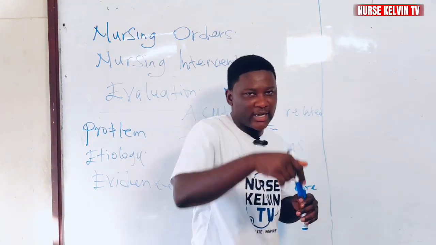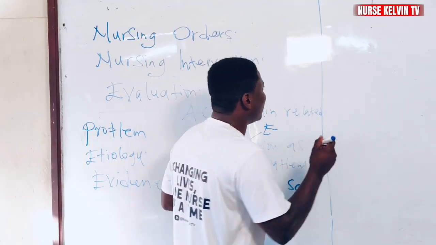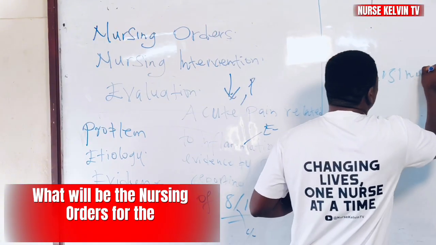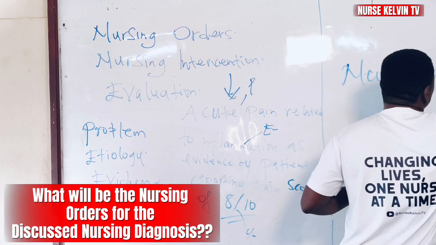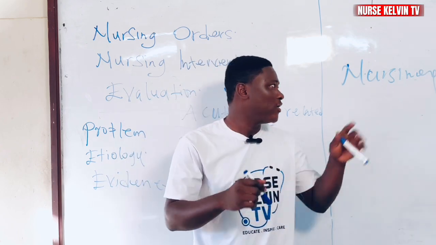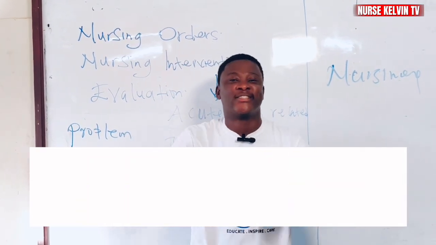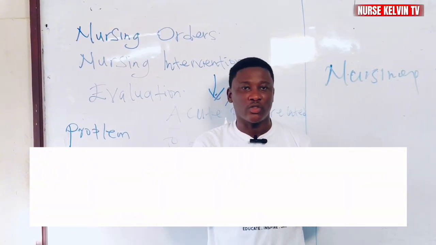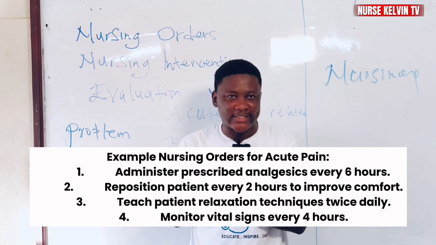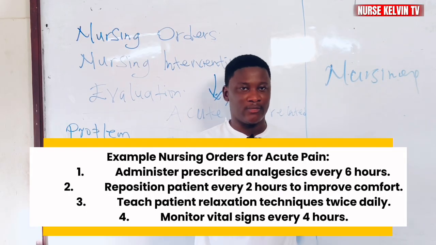Drop it under the comment section. For acute pain, what will the nursing orders be? The nursing orders are going to be, one, give prescribed analgesics. The nursing order will tell you to give prescribed analgesics. Two, reposition patient every 2 hours.